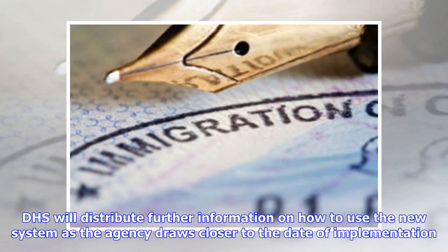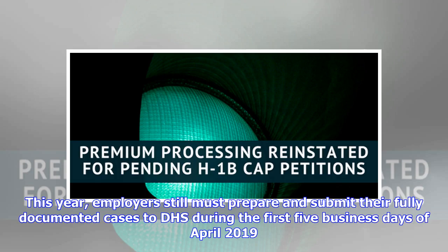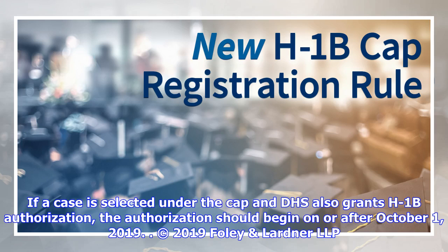DHS will distribute further information on how to use the new system as the agency draws closer to the date of implementation. Important reminder, the electronic registration system will not be implemented until 2020. This year, employers still must prepare and submit their fully documented cases to DHS during the first 5 business days of April 2019. If a case is selected under the cap and DHS also grants H-1B authorization, the authorization should begin on or after October 1, 2019.